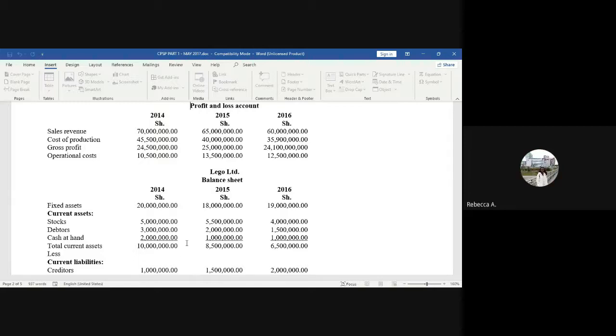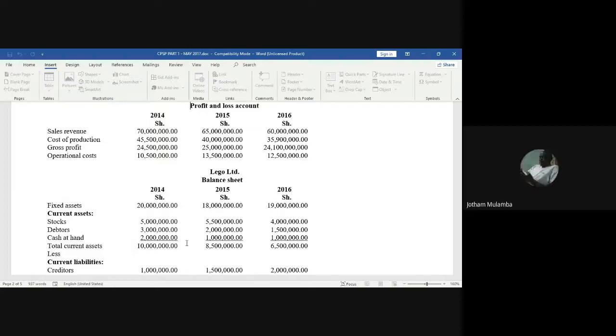Why 65 million? We said for us to get profitability, the net profit ratio, we get net profit divided by sales. So it's 0.16. That's equivalent to 16%. So our profitability for that year is 16%.